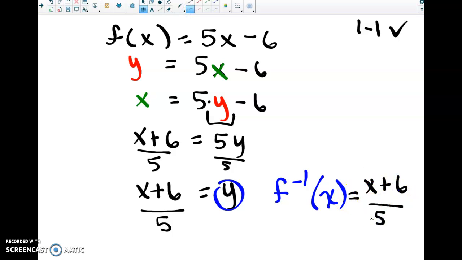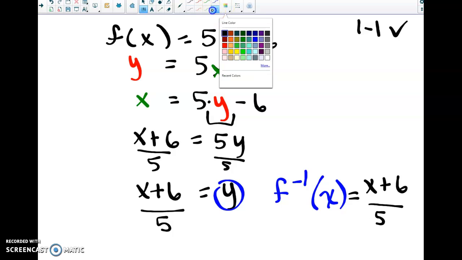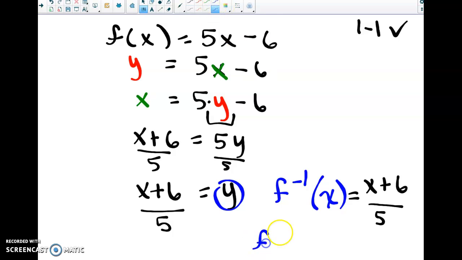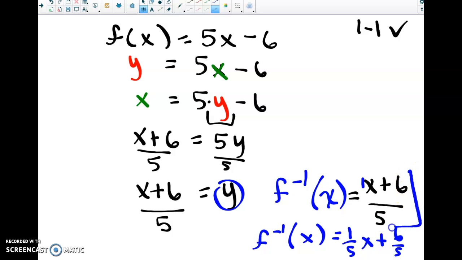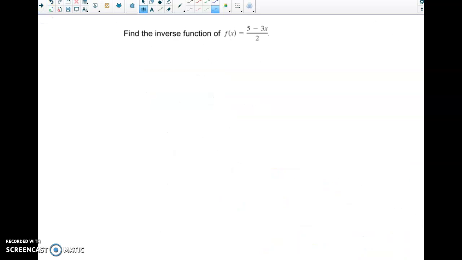I don't mind if you leave the function this way. You may also see the inverse function, since this is a line, both of these over 5, so 1/5 x plus 6/5. I don't mind if you leave your answer like this. But that would be the inverse function. If you ever have time left over, you can always go back and do composition functions to get x as your answer. All right, now let's try this one.